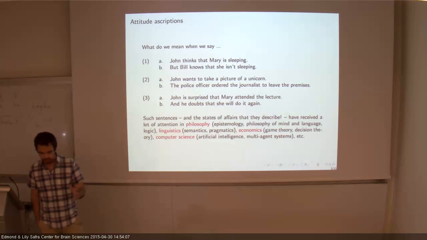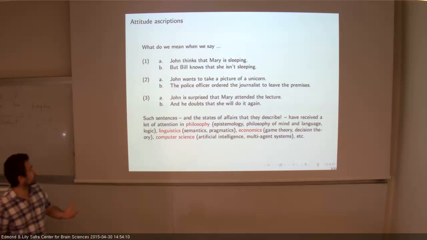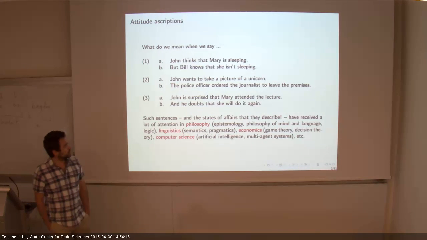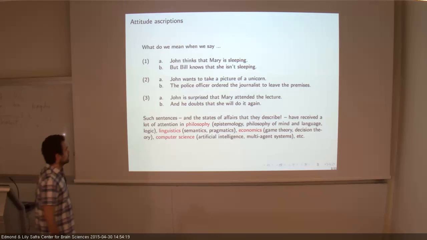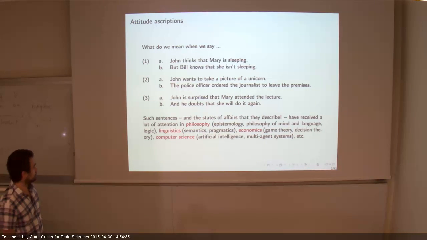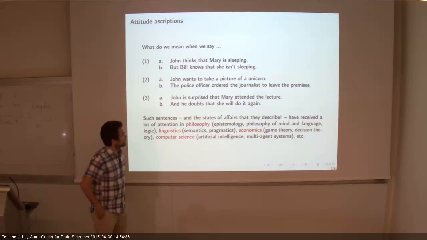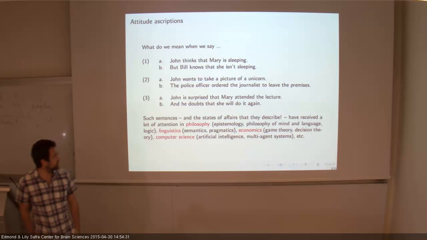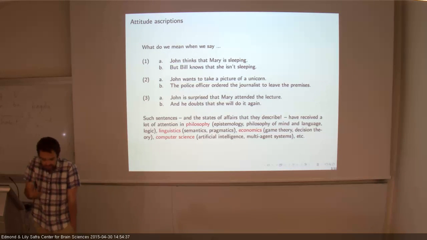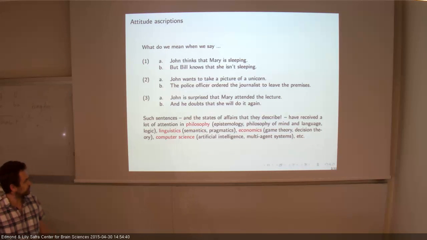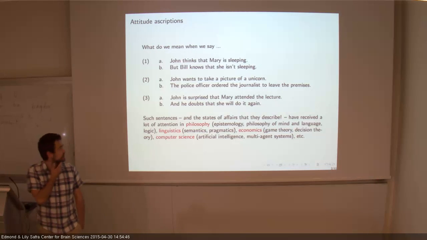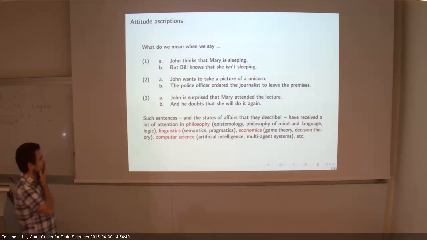So besides beliefs, also desires and reports of desires constitute attitude descriptions, and two of them are given in 2. So John wants to take a picture of a unicorn. Again, you can have desires about things that aren't realized in the actual world. And another type of expression involves orders, demands. So the police officer ordered journalists to leave the premises. In both of these cases, there is some kind of desire on the basis of someone. In the first one, it's John's desires that we're describing. In the second case, we're describing a police officer's desires.